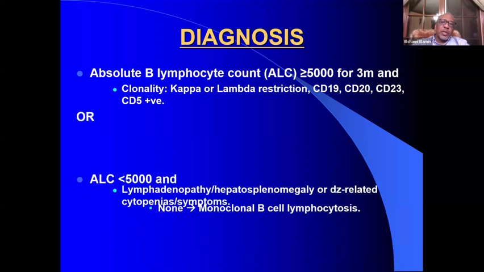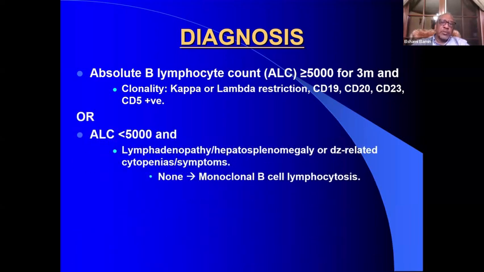Or if the absolute lymphocyte count is less than 5,000 and without any of the characteristics of CLL, like lymphadenopathy, hepatosplenomegaly, or any disease-related cytopenia or symptoms. So nothing. Just isolated lymphocytosis of less than 5,000, that's not CLL. We'll call that monoclonal B-cell lymphocytosis.